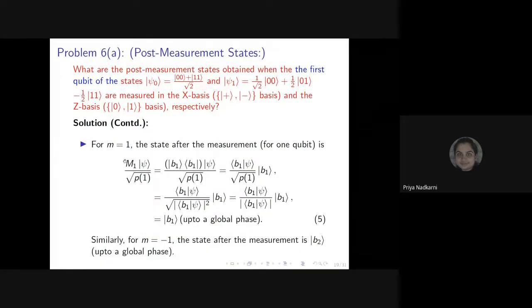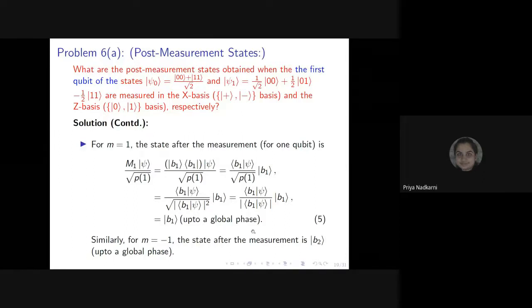So what about the post measurement state? Again, we use the formula which I showed before, and the measurement operator is basically the projection operator. We apply the projector, and here we get the inner product of B1 and psi, and the final state is basically B1 itself, because we know that the post measurement state is one of the basis states. But here we have this factor, so we can replace it with the value of P1 we got in the previous slide, and we get the inner product of B1 and psi over its modulus, and this is basically a phase factor. So this is nothing but equal to B1 up to a global phase.